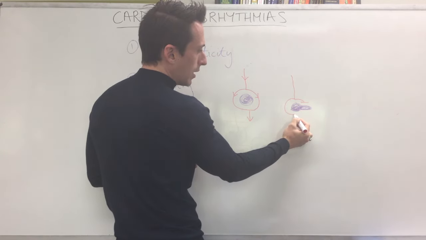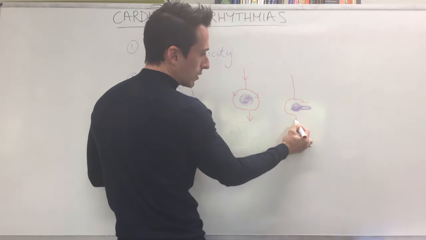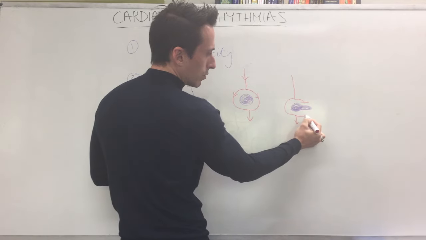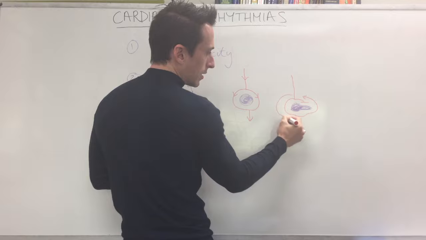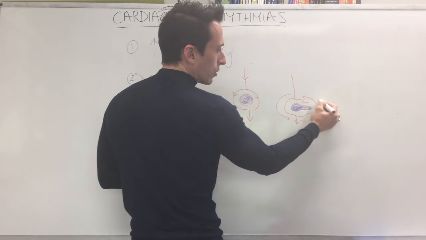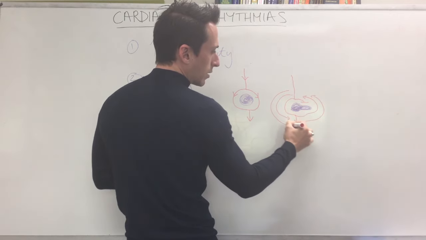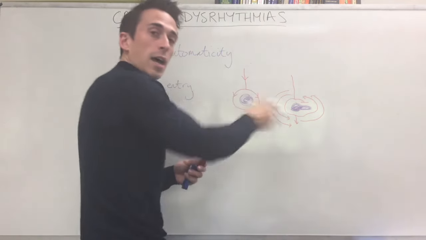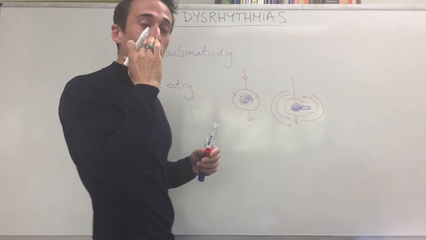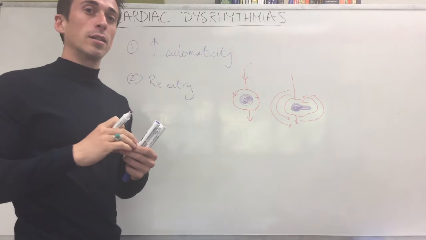But what's happening here is that as this signal continues down like this, it also continues to move up around like that. And what happens is it creates this re-entry cycle where the signal continues to depolarize this same area. And that's what we call re-entry. Okay? That's re-entry.